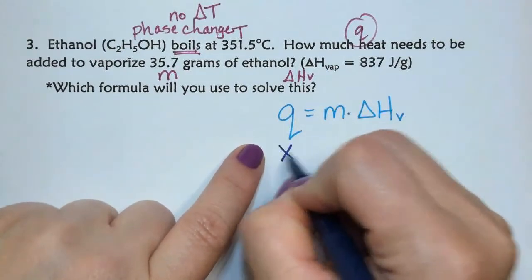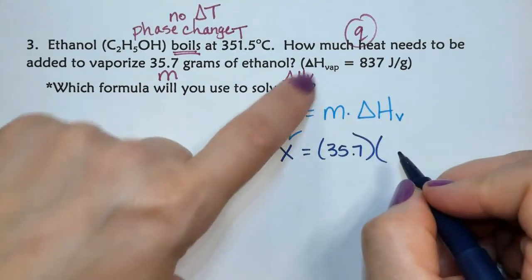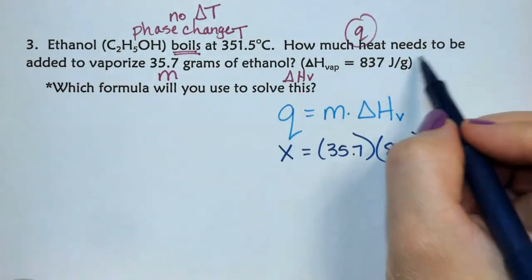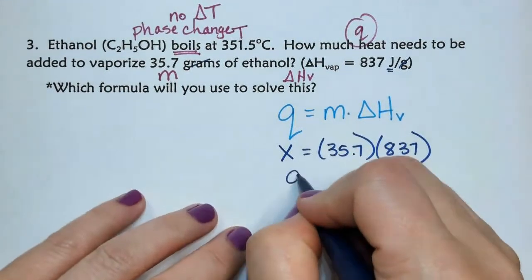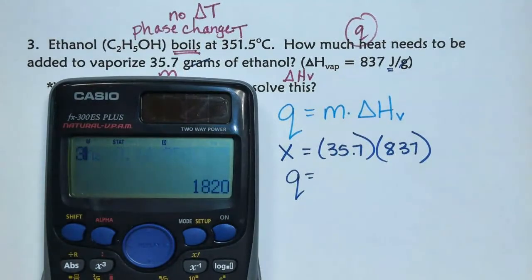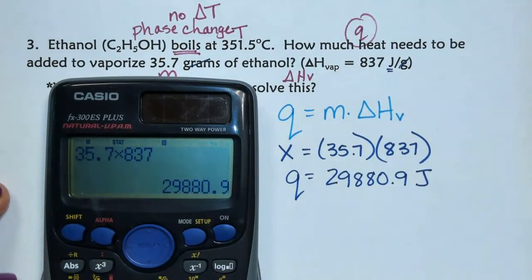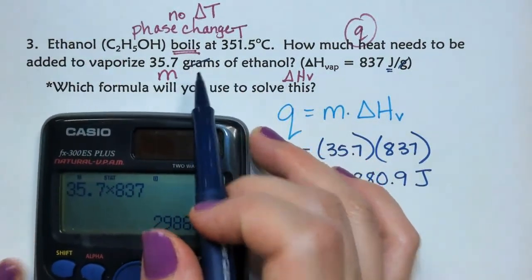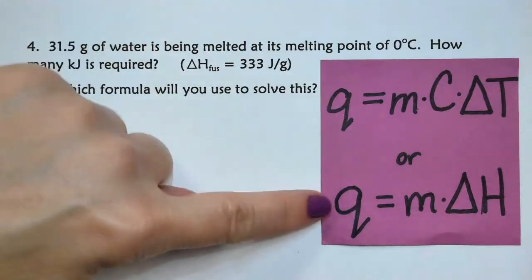We're trying to solve for Q, so there's my X. We have a mass of 35.7 times this delta H of vaporization, which I just put a V here, of 837. Notice that the grams cancel and I'm left with just joules, which will be the unit on my answer. So my final answer is Q equals 35.7 times 837, which is 29,880.9 joules. So that's how much energy it would take to completely boil, change from liquid to gas, this much alcohol.